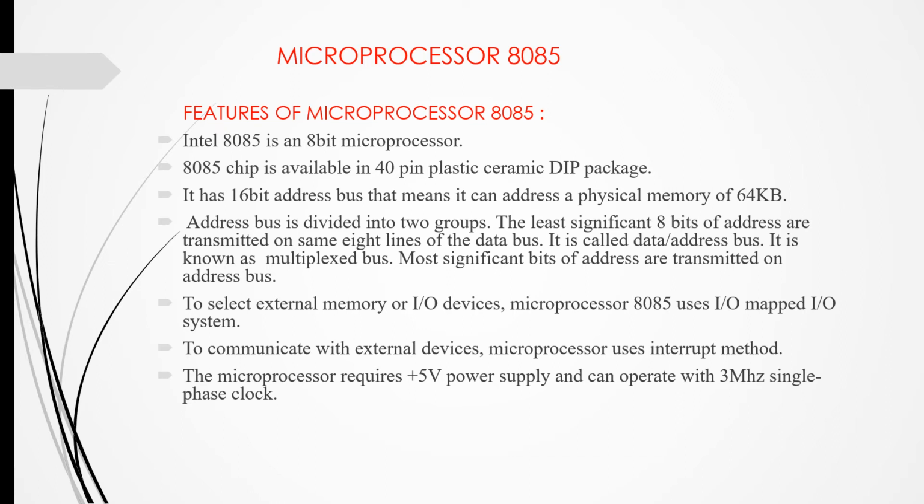Next pin is to select external memory or input-output devices. Microprocessor 8085 uses an input-output mapped input-output system. To communicate with external devices, the microprocessor uses the interrupt method. The microprocessor requires a plus 5 volt power supply and can operate with a 3 MHz single phase clock.